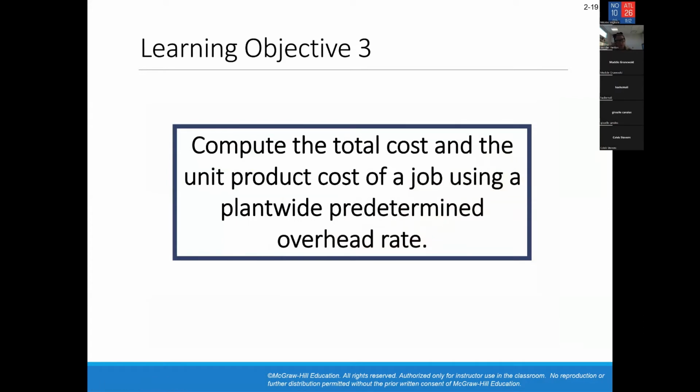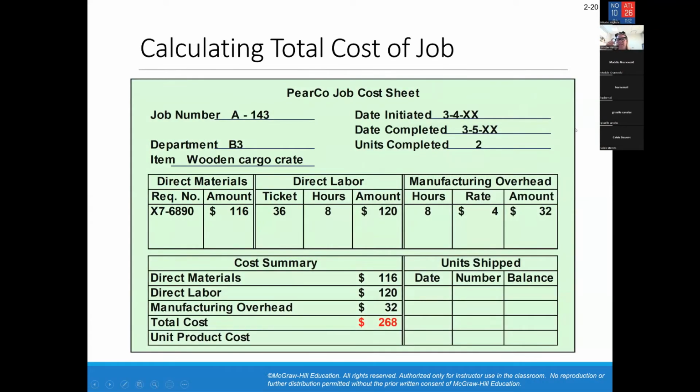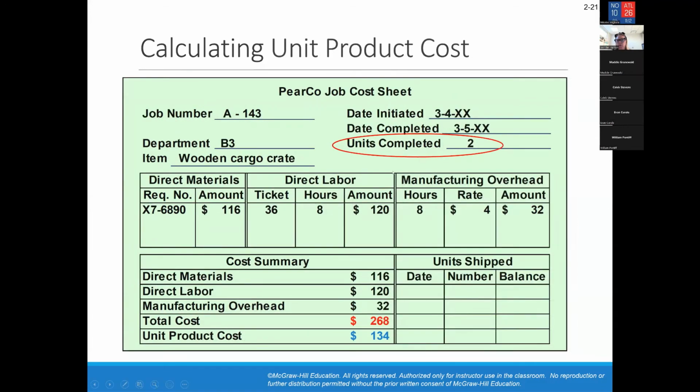All right, so now we're going to look at computing the total cost and the unit product cost of the job using the plant-wide predetermined overhead rate. All right, so back to the card. There's our total: direct material, direct labor, manufacturing overhead. There's your 3 pieces. We have our total cost of $268. Units completed 2. So we're just dividing it by 2 to come up, what is it per unit? So we have 134. So do y'all have any questions? Because that's kind of bringing it from start to finish on the job costs.